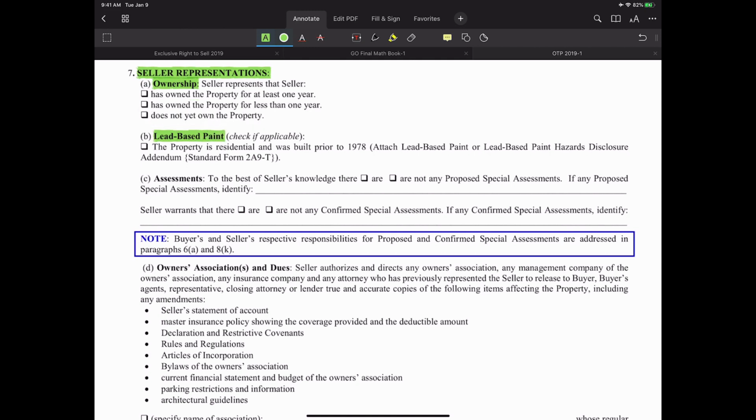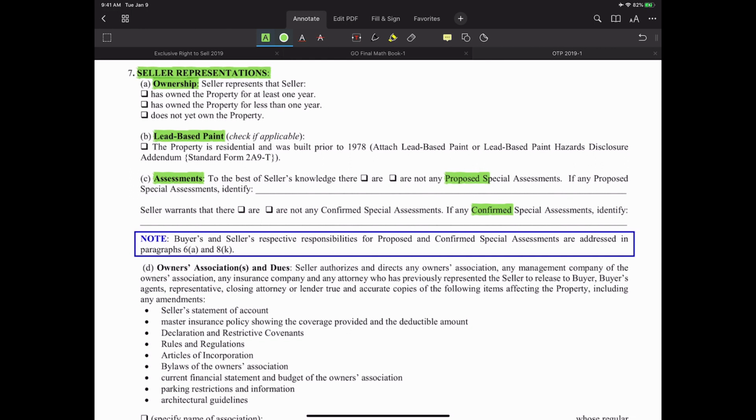Just to wrap up what we started just a moment ago, a confirmed special assessment, please note, is paid by the seller if it occurs, if it is confirmed at any point prior to the closing. So the buyer takes the property subject to proposed, but the seller pays for confirmed. I would highly imagine that that will show up again at some point.